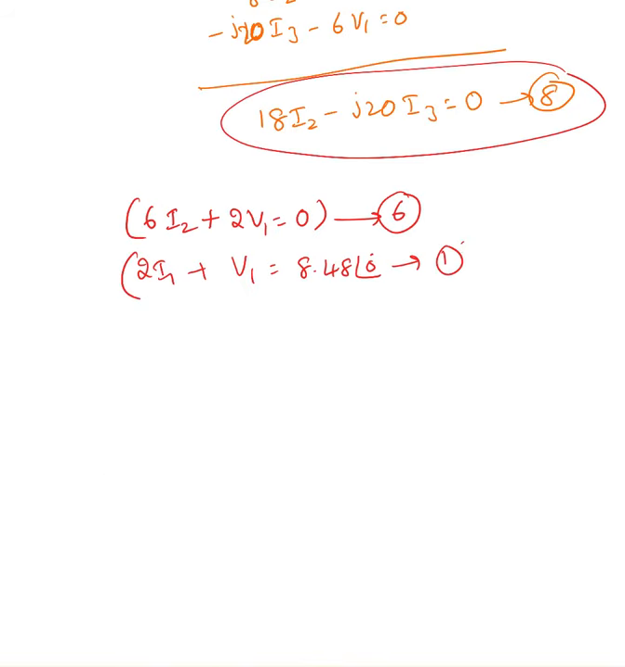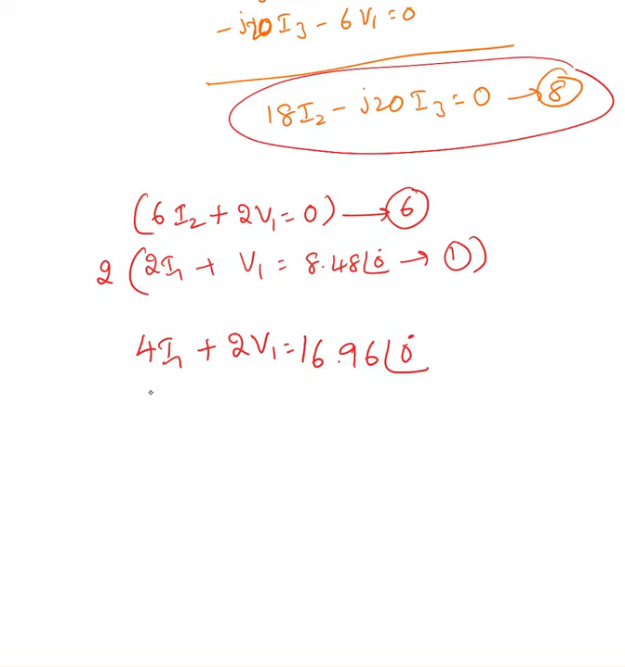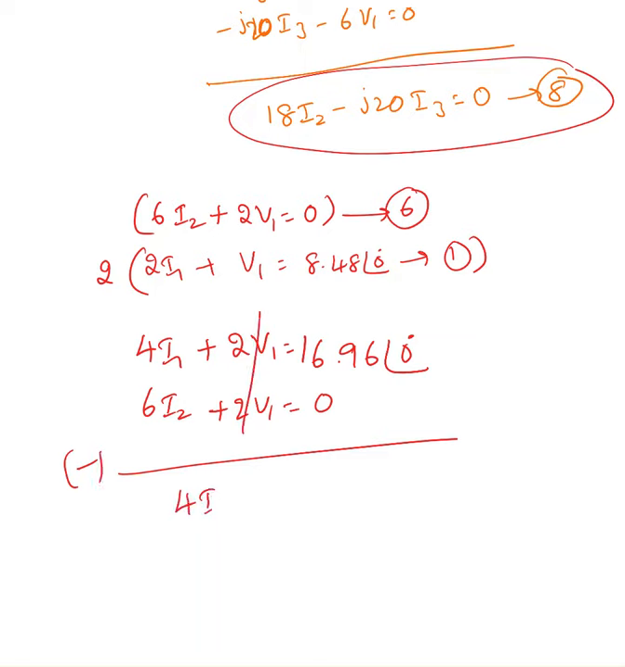Equation 1, I'm going to multiply with 2. So this is 4I1 plus 2V1 equal to 16.96 at an angle of 0. That's my equation 1 after multiplying with 2. And 6I2 plus 2V1 equal to 0 is my equation 6. I'm subtracting these two. I will end up with 4I1 minus 6I2 equal to 16.96 at an angle of 0. This is my seventh equation.